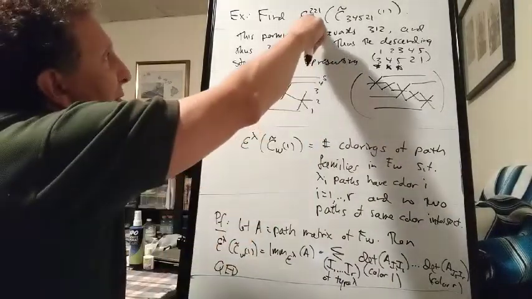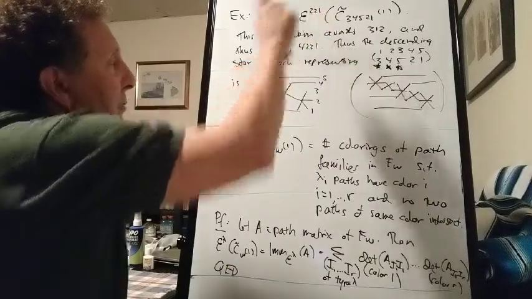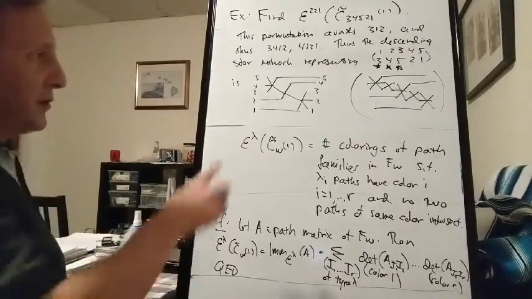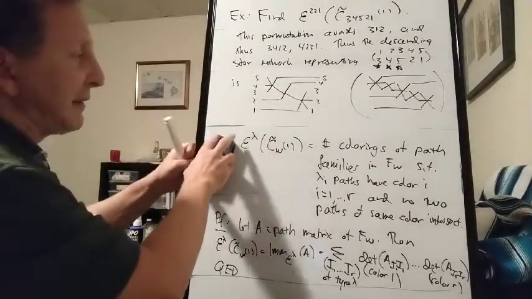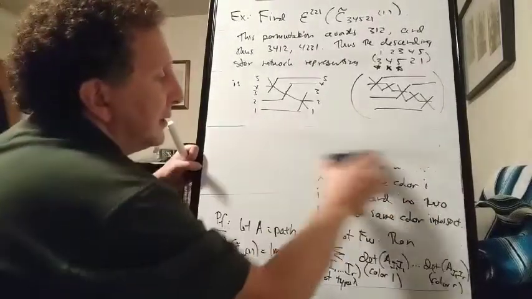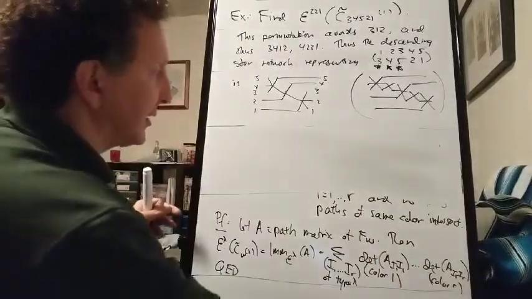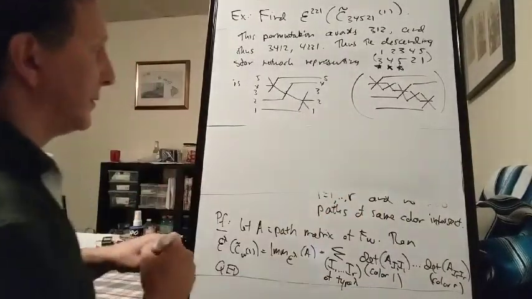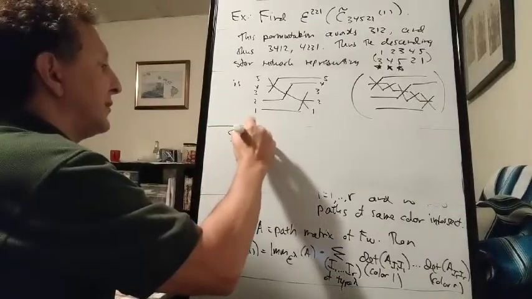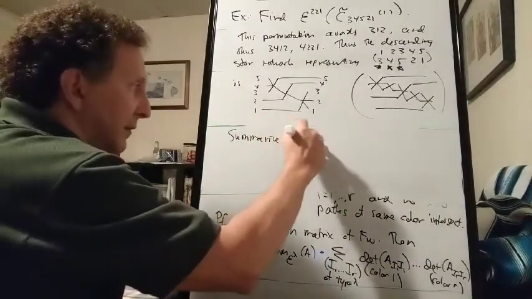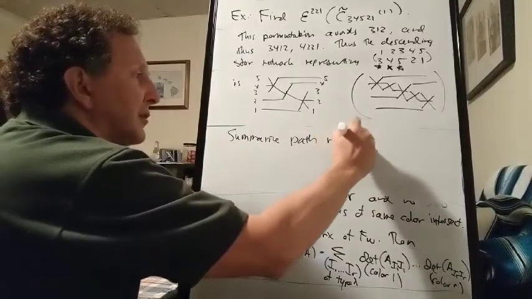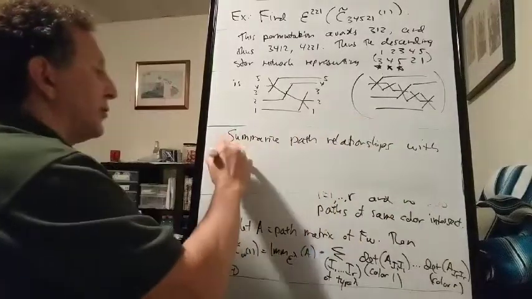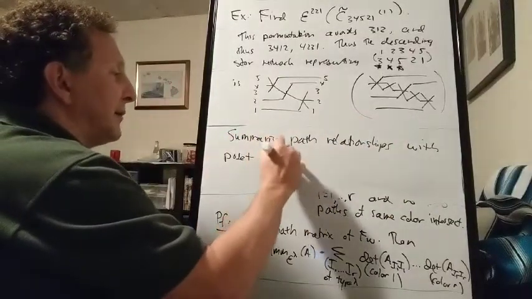Alright, so we're going to have 2 paths of one color, 2 paths of another color, and 1 path of a third color. Now because of paths sharing edges here, it might be slightly hard to see which paths can possibly be colored the same. So let's summarize path relationships with a poset. Let's call it P of FW.